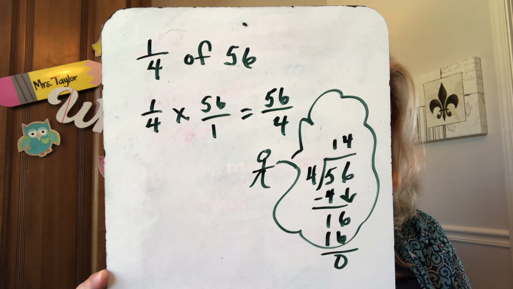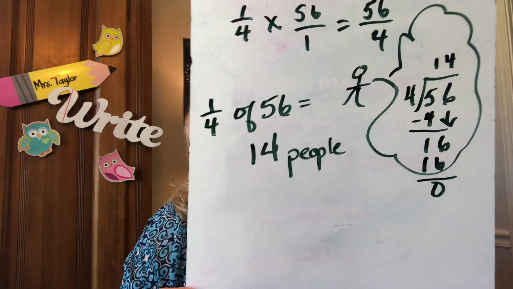Again, you don't have to do the think cloud if you don't need to, because I want you to be able to do it mentally. That's why it's called a think cloud. But 4 goes into 5 one time. 1 times 4 is 4. When I subtract, I get 1. I bring down my 6. 4 goes into 16 4 times, because 4 times 4 is 16. So, you see where I am here? So your answer, 1/4 of 56 is 14, and here it was people, 14 people.